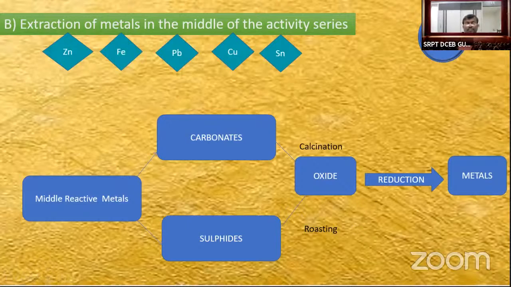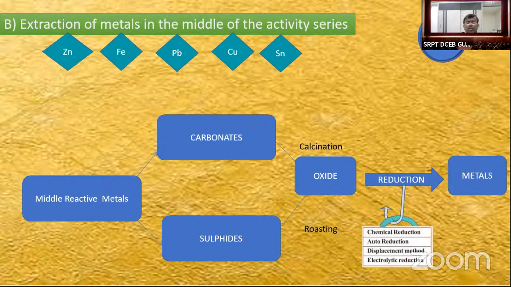Why? Because it is very easy to reduce the oxide than the compound in another form like carbonate and sulfide. We first convert these compounds, carbonate ores or sulfide ores, into the oxide. Then it will be an easy process. Easily we can reduce the metals. That is why the carbonate ores and the sulfide ores are converted first into the oxide. Then these oxides are reduced to the crude metal.